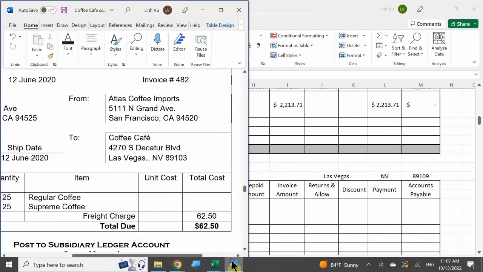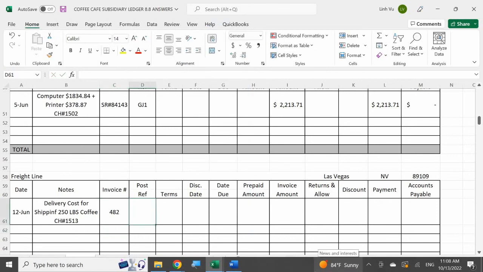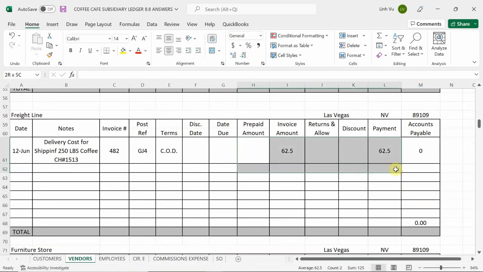Invoice number. What was my invoice number again? 482. Post reference, still again, page 4. Right, terms was cash on delivery. Okay, for $62.50. And of course, we did pay it with check number 1513. So I owe Freightline nothing.